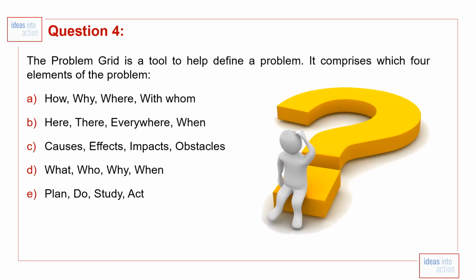Question 4. The problem grid is a tool to help define a problem. It comprises which 4 elements of the problem? Option A, how, why, where and with whom. Option B, here, there, everywhere and when. Option C, causes, effects, impacts, obstacles. Option D, what, who, why, when. And option E, plan, do, study, act. Which of those are the 4 elements in the problem grid?